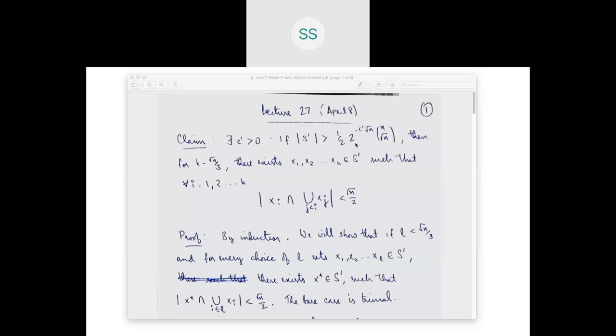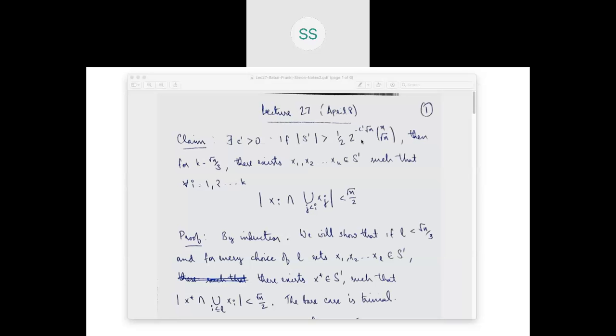Okay, so let's see what was the claim again. The claim was that there exists a C prime such that if there is a set S prime of size at least half times 2 power minus C prime square root n times n to square root n, then there exist x1, x2, x3 up to xk, where k is square root n by 3, elements or sets in S prime, such that each one of these sets brings in at least square root n by 2 new elements, or in other words, each one of these sets intersects with at most square root n by 2 elements with the previous xj's, right?